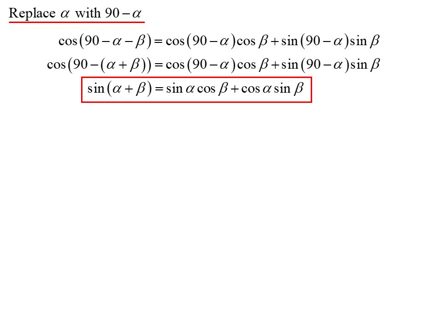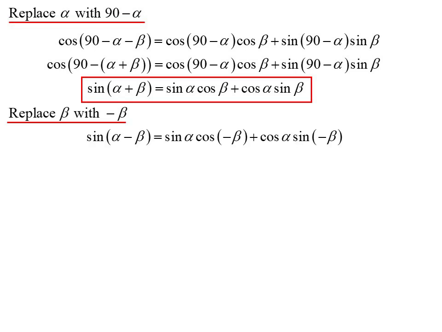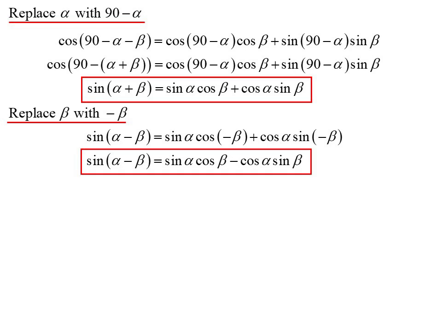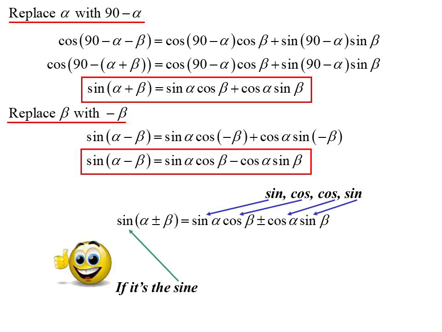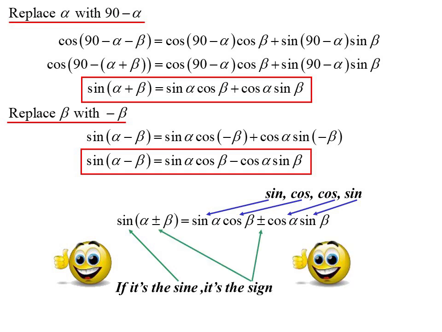And again, now I'll play around with that one. Replace beta with minus beta, making use of odd and even functions. Again, we get two very similar formulas. But you'll notice this time, when it's plus on the left-hand side, it is plus on the right-hand side, and so on. So the way I could remember this one then is sine, cos, cos, sine. If it is the sine, and it is, then it is the sine.